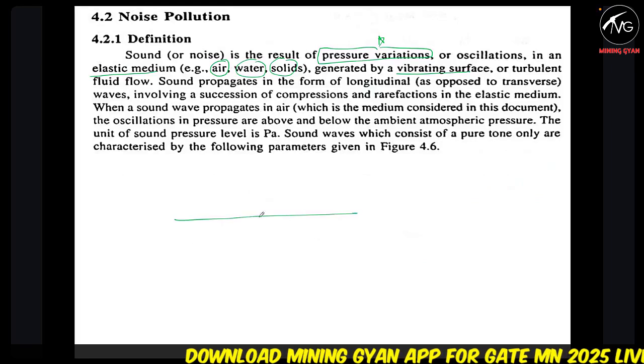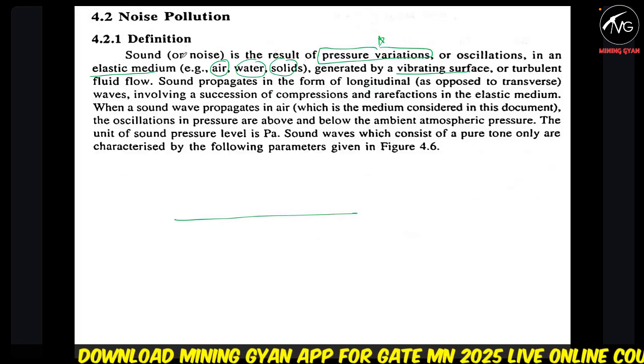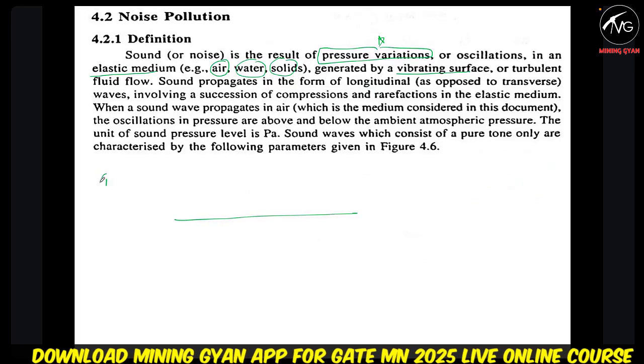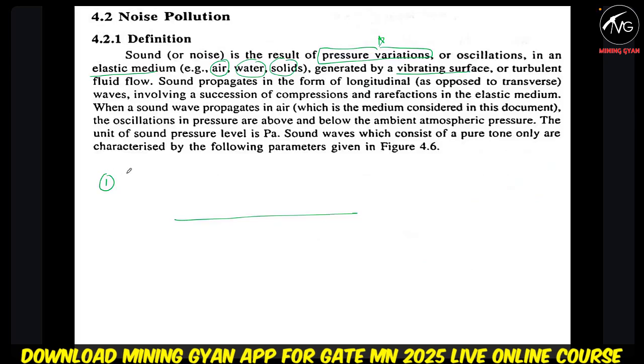And sound is the... तो यहाँ पे क्या होता है? First point what you should remember, sound is the pressure variation. So sound is the result of pressure variation.